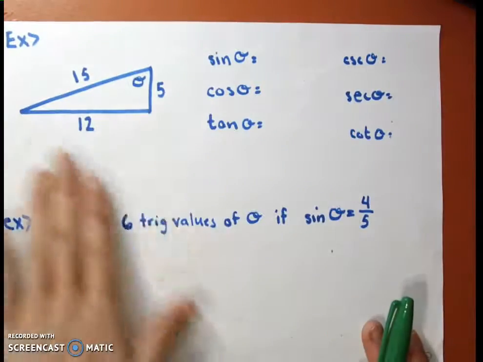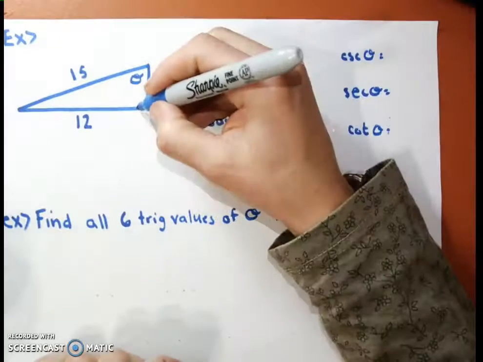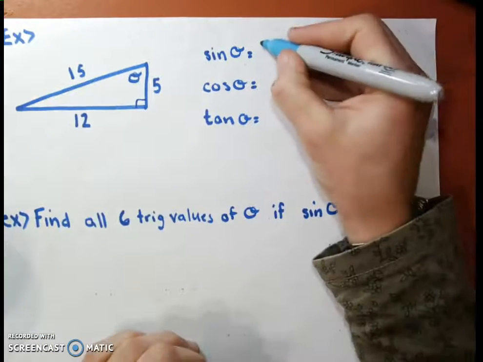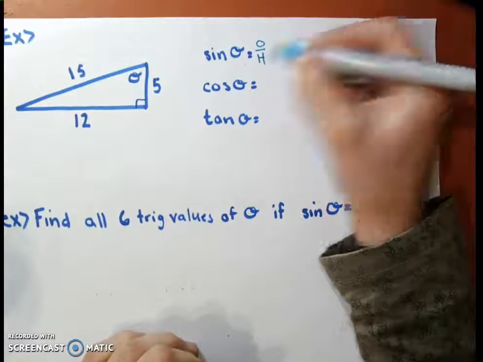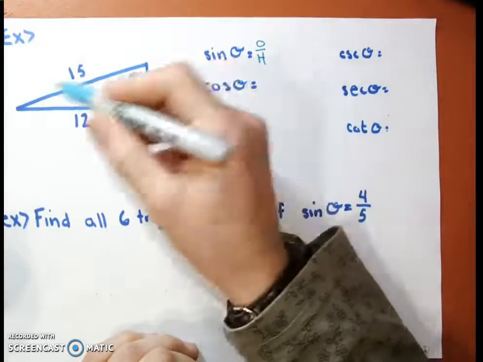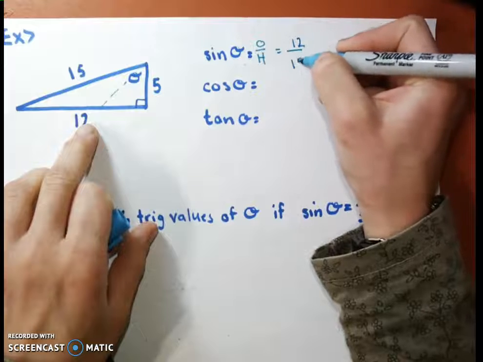So here's my first picture. I have a well-labeled right triangle, so I'm in the situation in which I can use these definitions. So remember, sine of theta is going to be the opposite over the hypotenuse. So if I go to theta, the opposite one is the one that doesn't share a side with theta. So that's going to be 12 over 15.